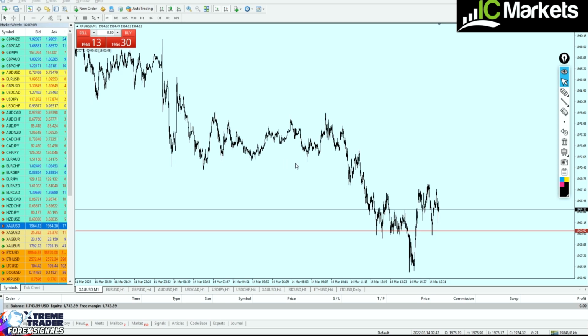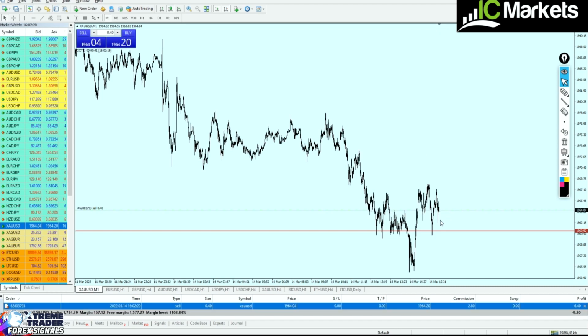Alright, I'll do it, but I will reduce the lot size. I will just make it 0.40, half of what I'm planning to invest in the first place. And let me just show you that we can place the trade right here. Let me just first of all set the stop loss to be $100. Yeah, that's fine.